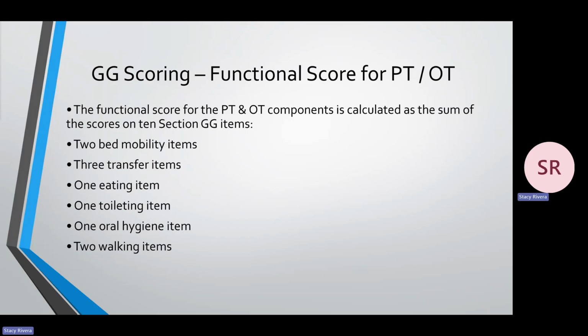The 10 items are the 2 bed mobility items, 3 transfer items, 1 eating item, 1 toileting item, 1 oral hygiene item, and 2 walking items. We're going to be going over more than that, but I just want you guys to know those are the 10 items that go into the actual total score.